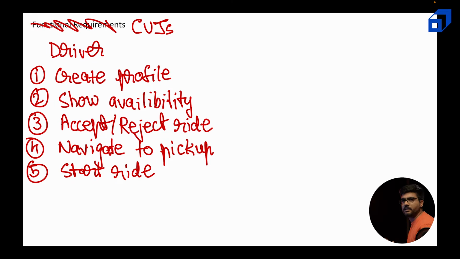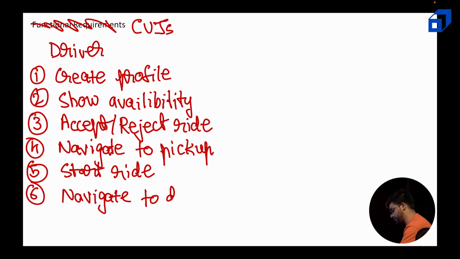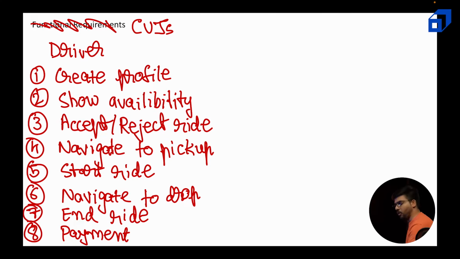As soon as they start the ride, the user would have mentioned some pickup location and some drop location. So, the navigation towards the drop location begins after the ride has started. So, navigate to drop location. Once they have navigated to the drop location, the driver can end the ride and accept the payment. Now, optionally, we can also give them the facility to rate the particular rider as well, and the same facility will be provided to the rider as well to rate the driver. Now, this is an optional requirement. We can add it if we want to.